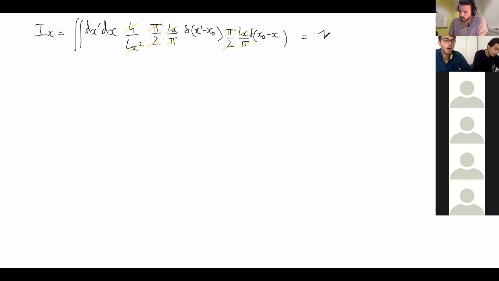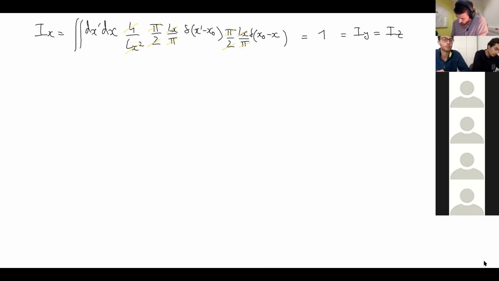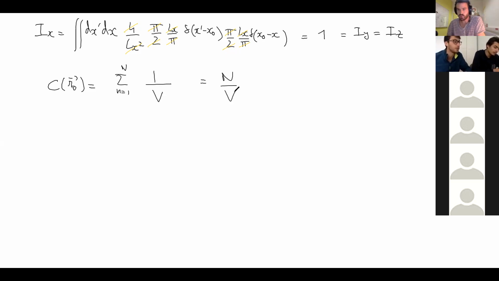Ix is equal to 1, and so it's also true for Iy and Iz, by the way. There is no privileged direction. So in this stuff, you end up with the fact that the concentration at R0 is the sum over n of 1 over z, and 1 over z is 1 over volume, as you correctly pointed out, and so it's n over v. Okay, all that for that.